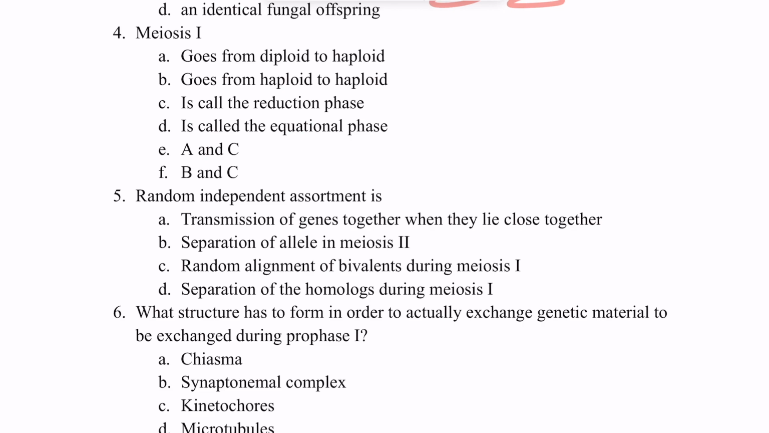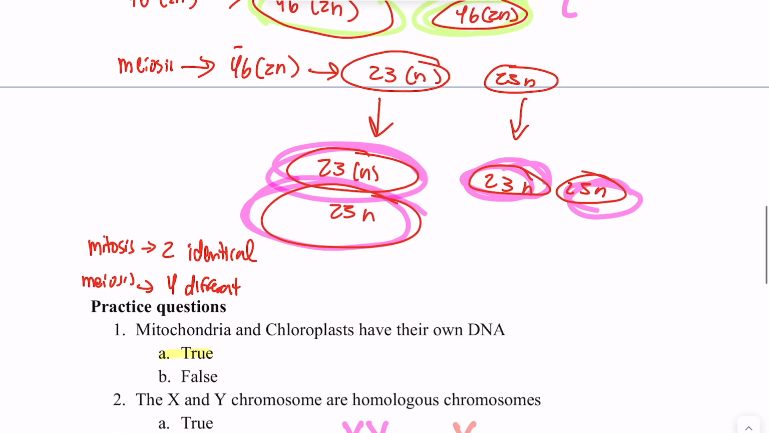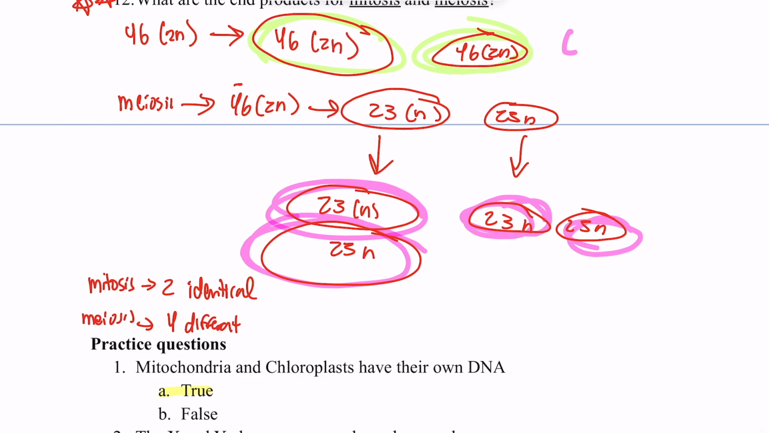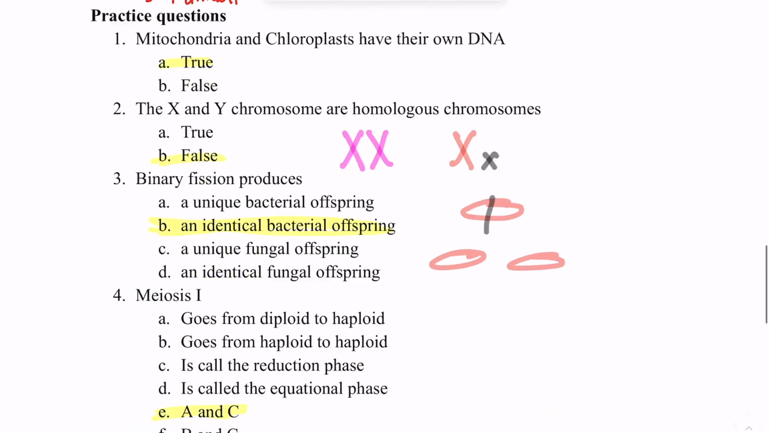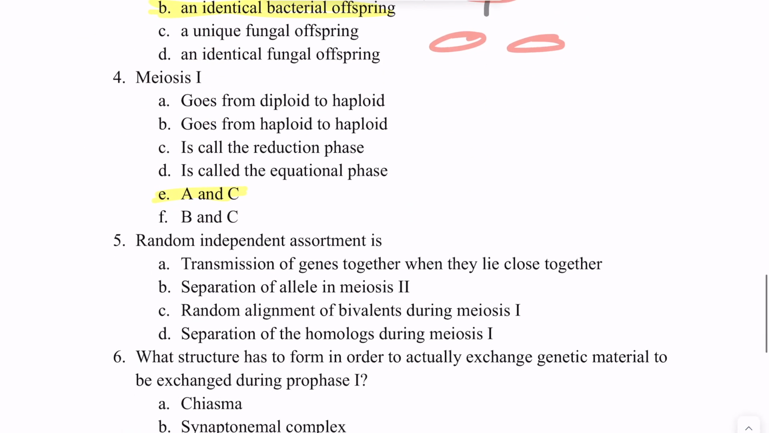The correct answer is E, right? Meiosis 1 goes from diploid to haploid, right? We saw that in this diagram. We went from diploid to haploid. Yes, meiosis 1. And then C is also correct. It is called a reduction phase. Something you do need to know, highly, highly testable. Meiosis 1 is our reduction phase.